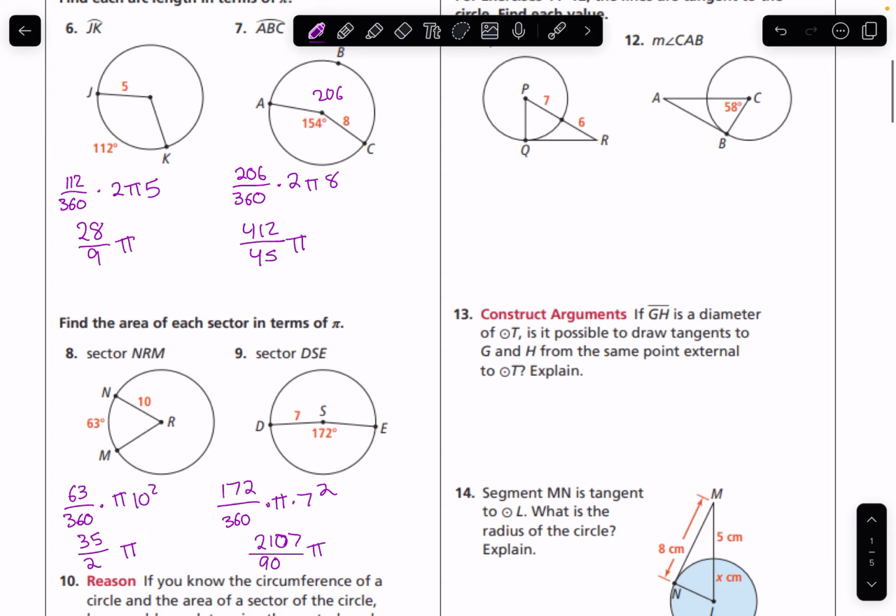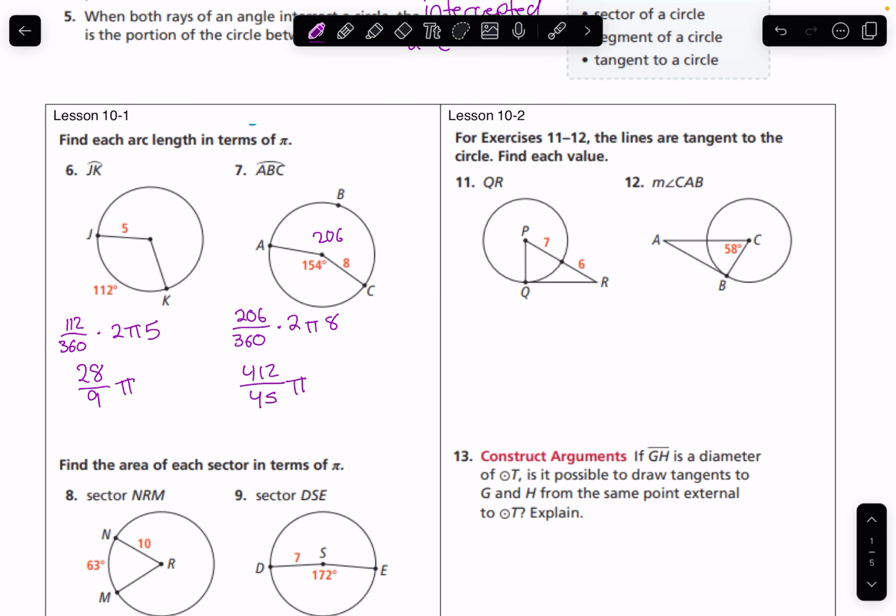Numbers 11 and 12, we're trying to find the values. So we're trying to find QR here. We know that another radius of the circle is PQ, which is 7, and we know there's going to be a right angle between a tangent line and the circle. So we will look for x squared plus 7 squared equals 13 squared.